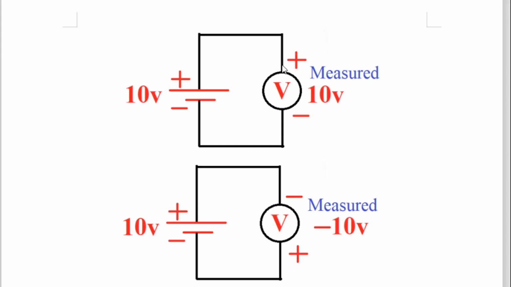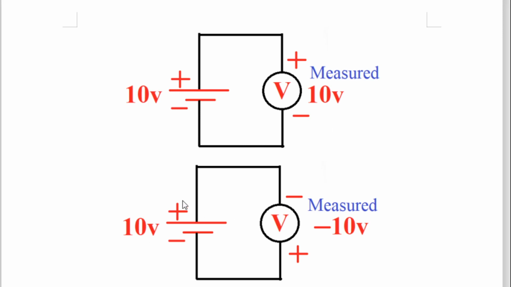So red probe is connected to positive of the 10 volt battery. Black probe is connected to the negative of the 10 volt battery. And in this way, when this 10 volt DC battery, plus and minus, is available with you, and when you connect the voltmeter such that positive of the voltmeter to the positive of the battery and negative of voltmeter to the negative of battery, the measured voltage is 10 volt.